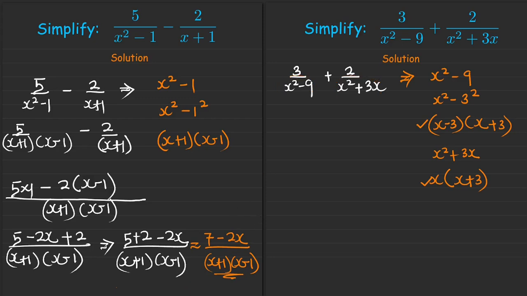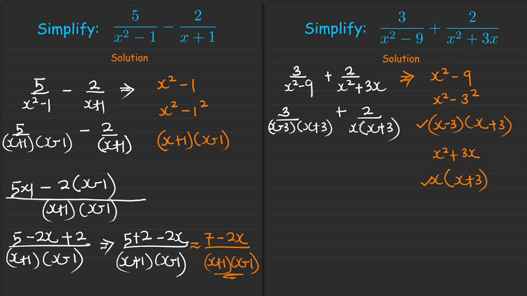We are going to use this and then this to substitute for what we have here. Hence, we can rewrite our question so that it becomes 3 over, instead of x squared minus 9, we are rewriting it as x minus 3 and then x plus 3. Then plus 2 over, instead of x squared plus 3x, we are going to use x into bracket x plus 3.